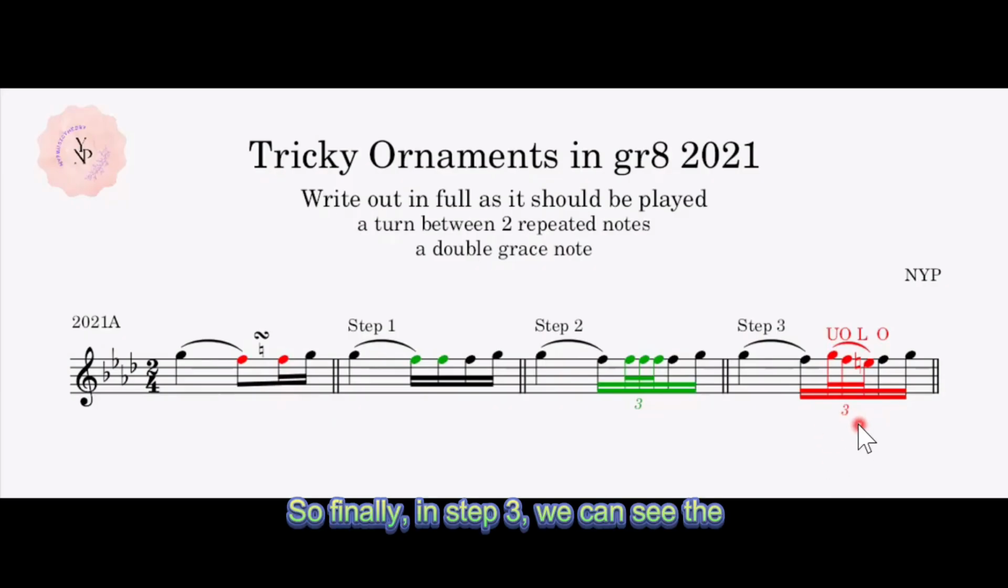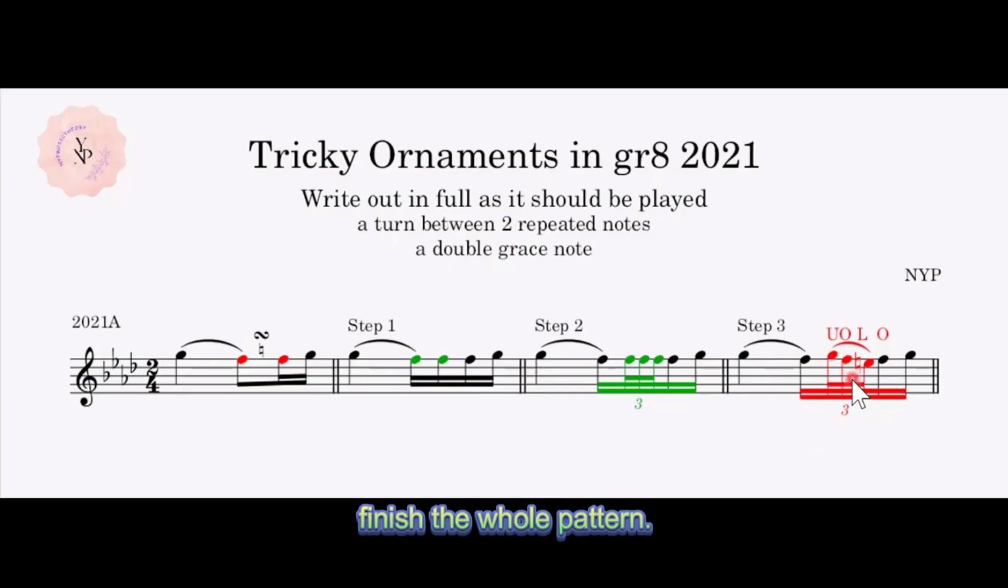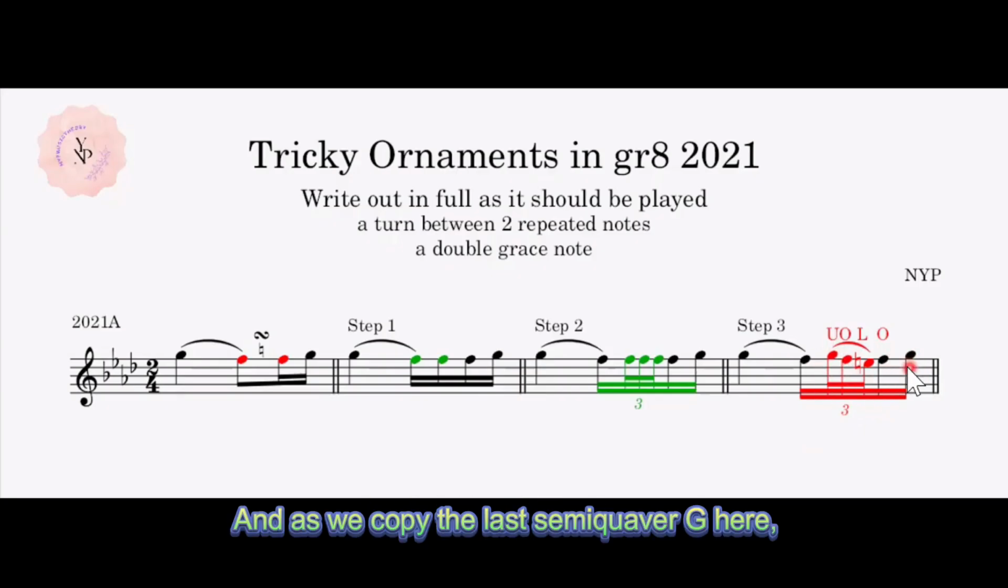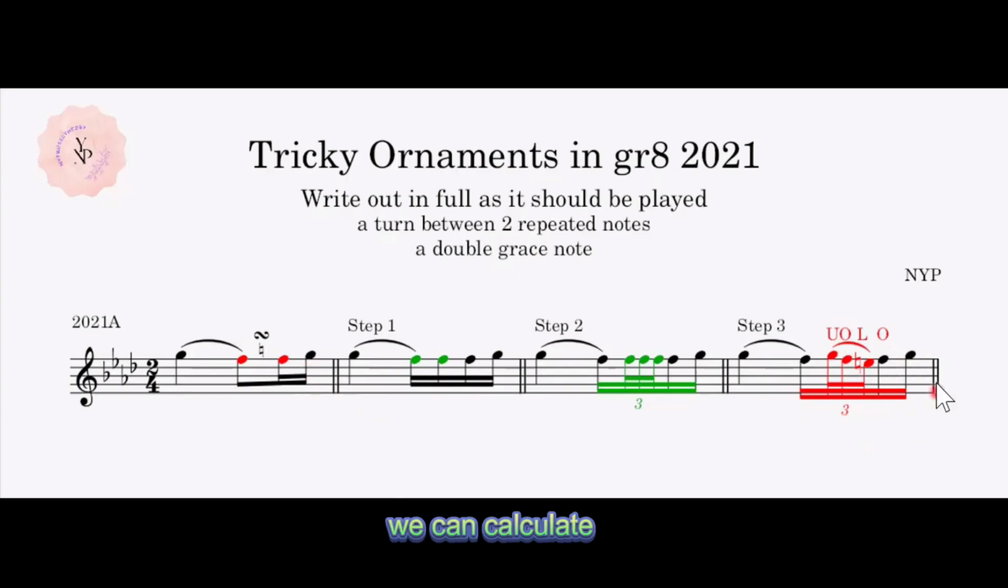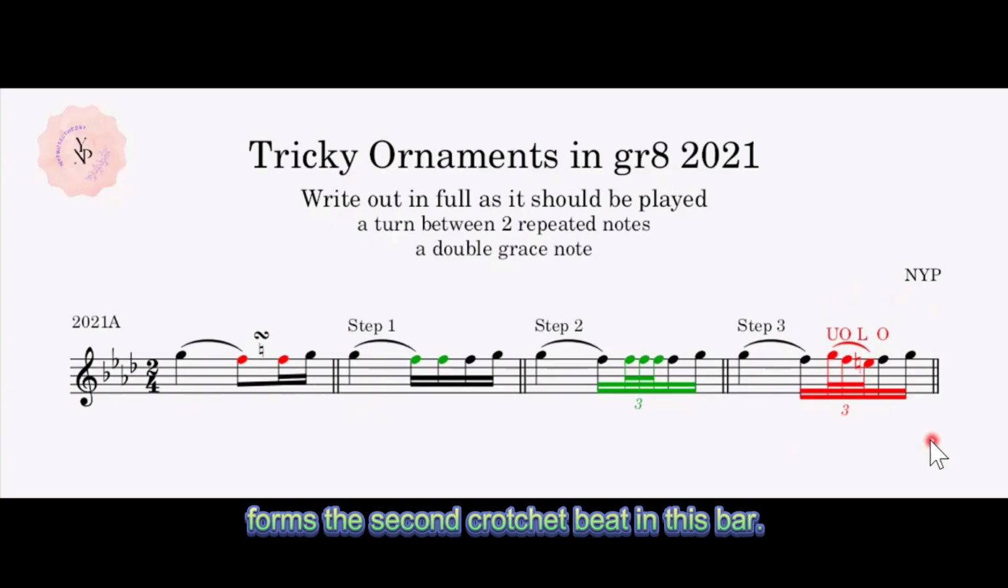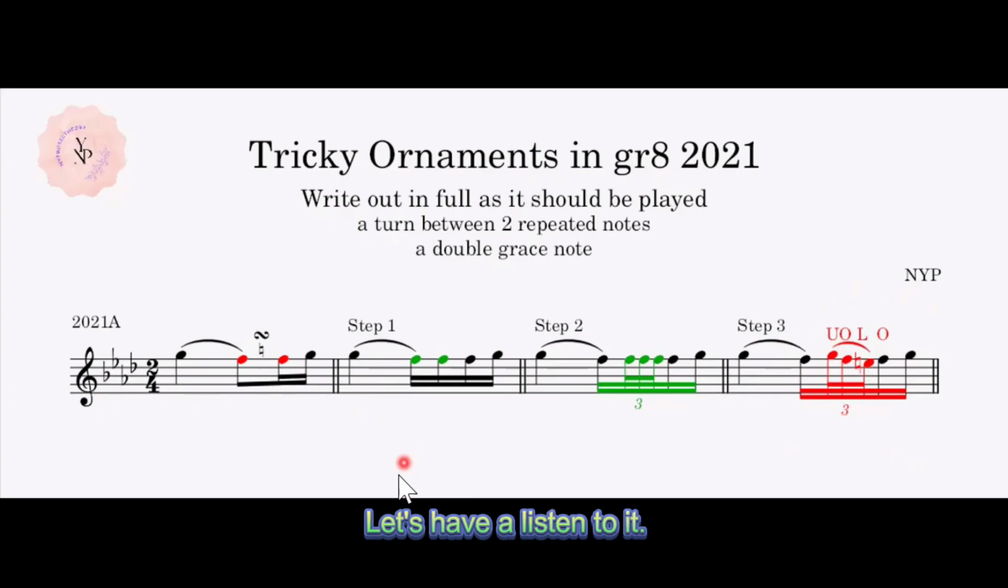So finally, in step 3, we can see the UOLO finishes the whole pattern. And as we copy the last semiquaver G here, we can calculate this last group forms the second crotchet beat in this bar. Let's have a listen to it.